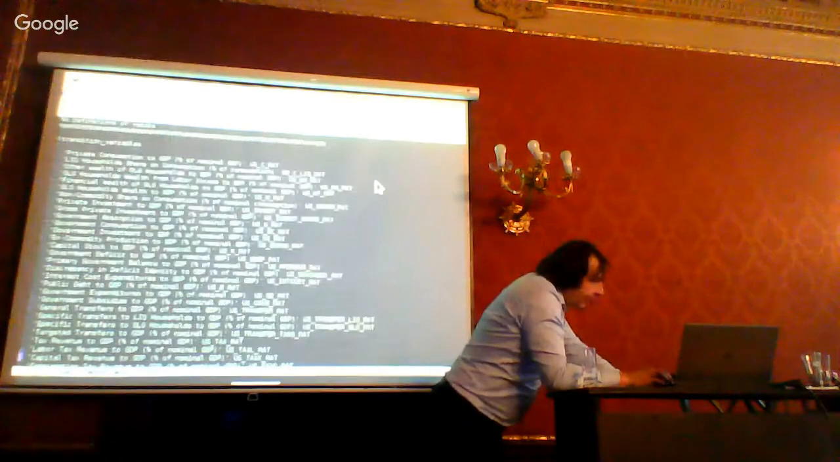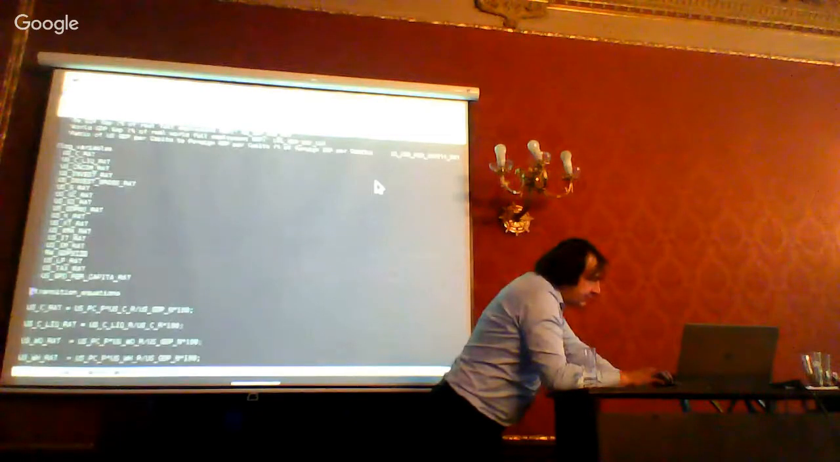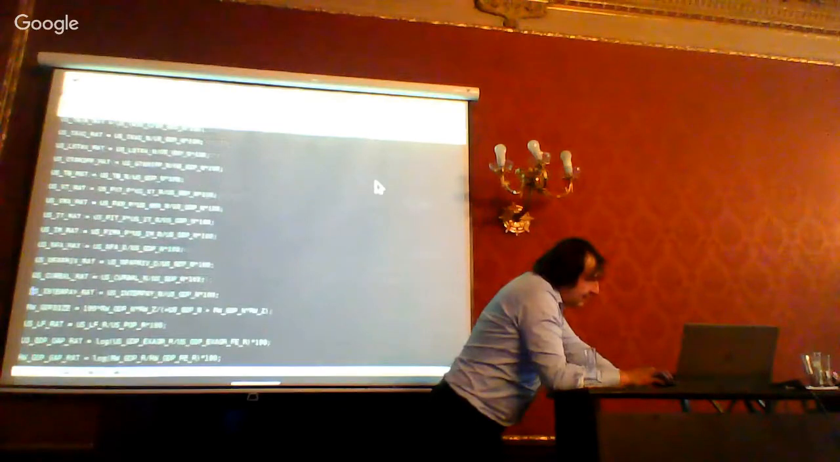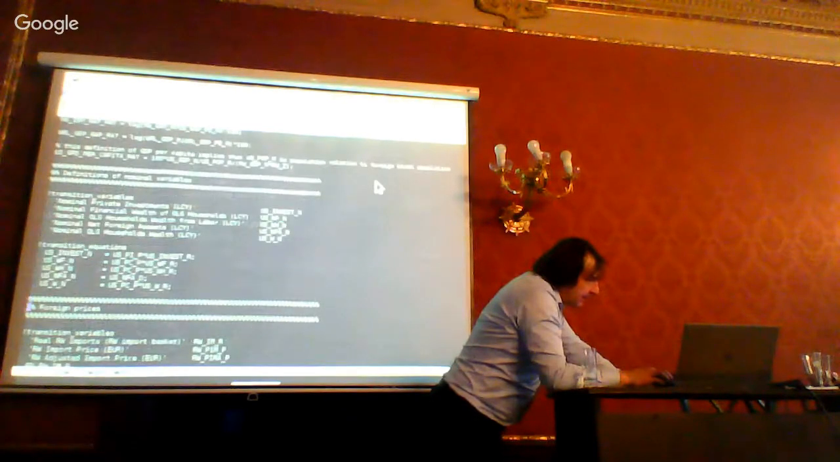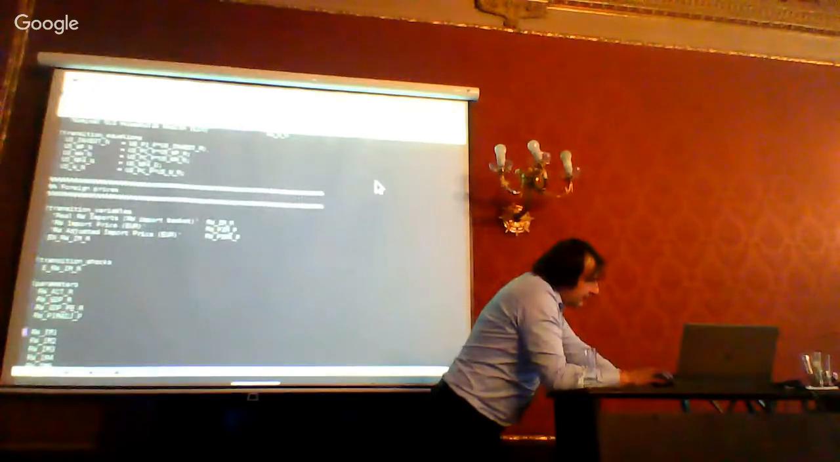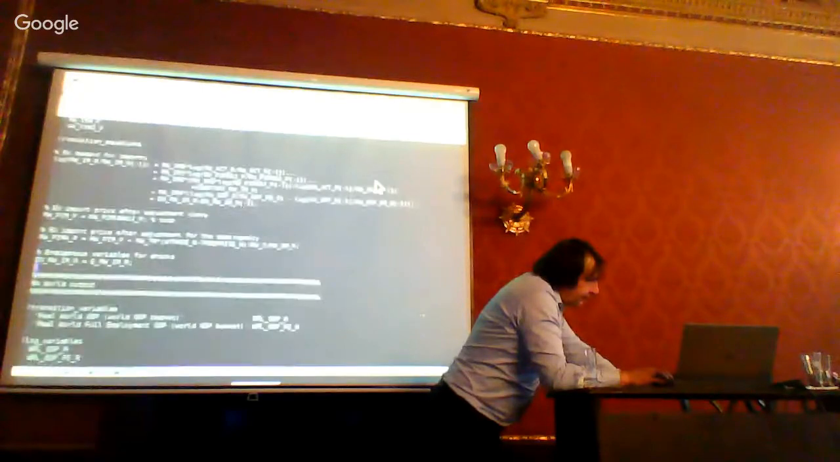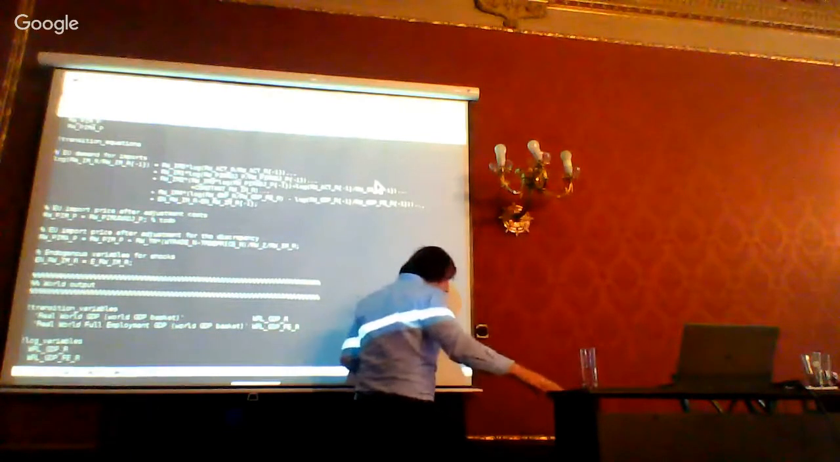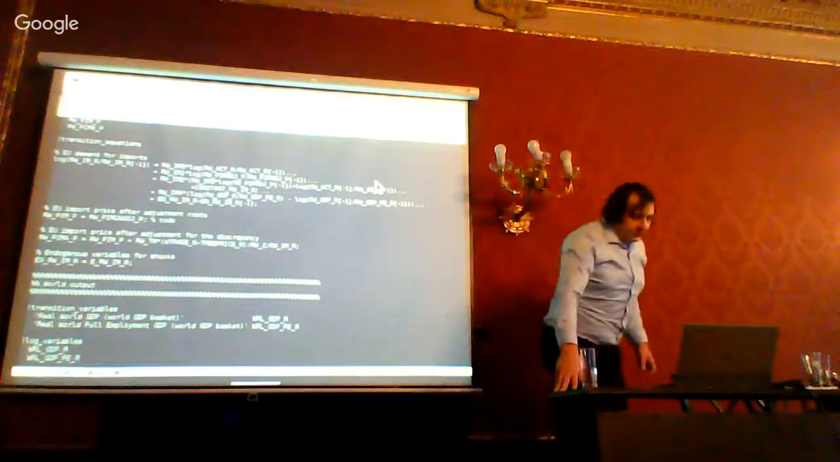Definition of ratio, this is boring, right? This is just divided by GDP. That's it. Definition of nominal variables. Now, it is labeled EU, but it means rest of the world. So it used to be EU, we turned it to rest of the world.